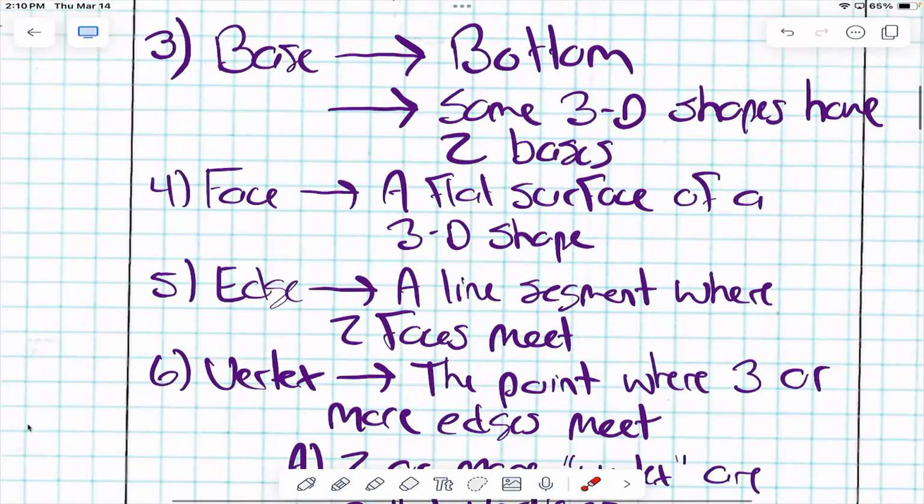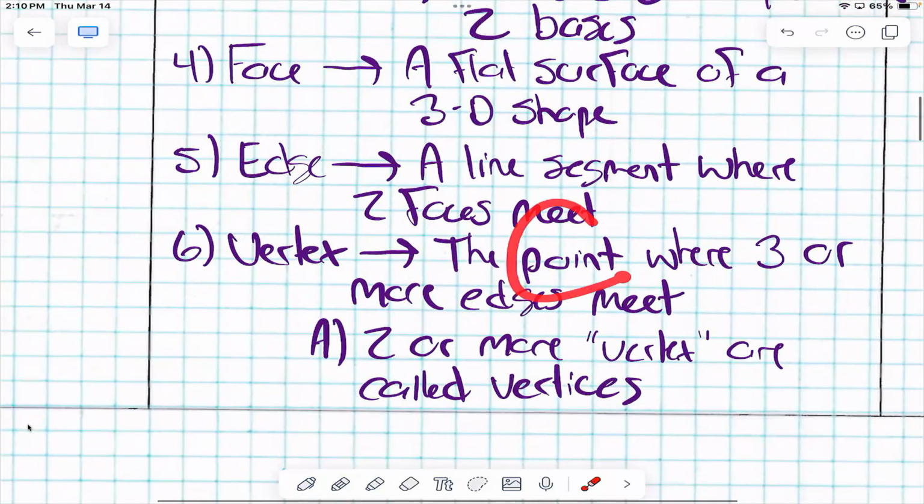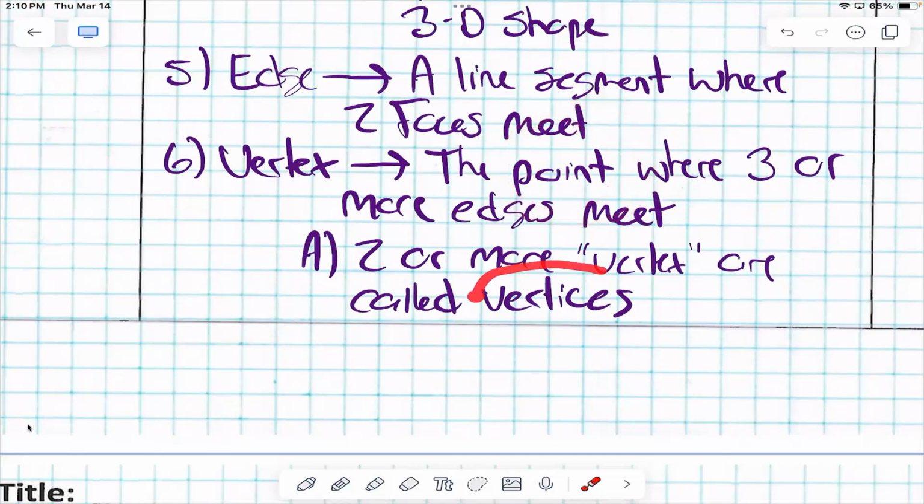Face. 3D shape. What part of the 3D shape is the face? The flat surface. The edge is what? It's a line. A vertex is what? The point. If you have more than one vertex, you have what?